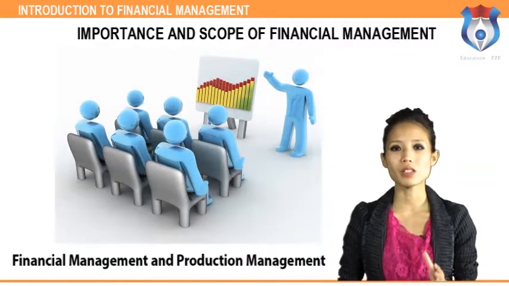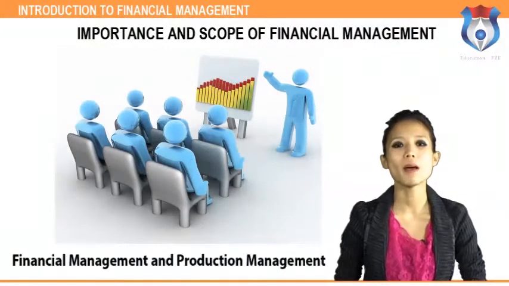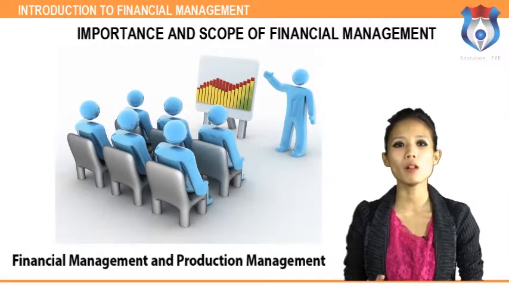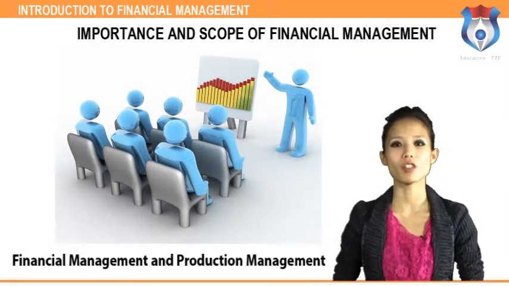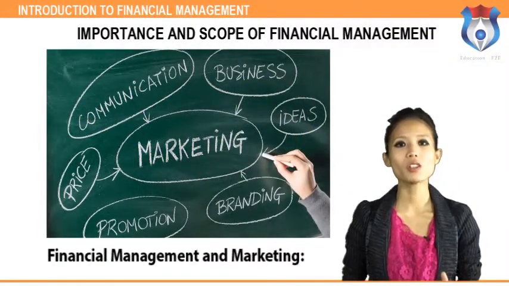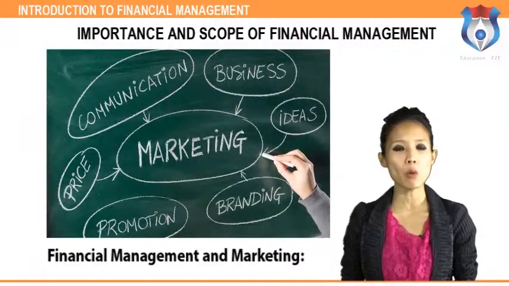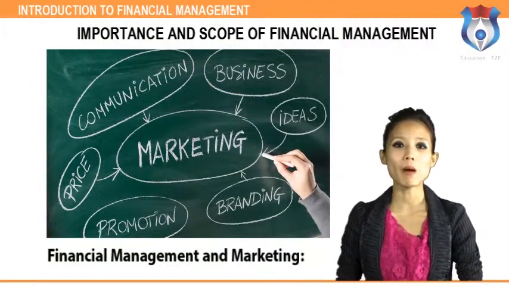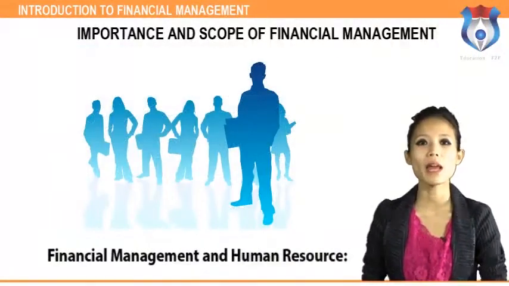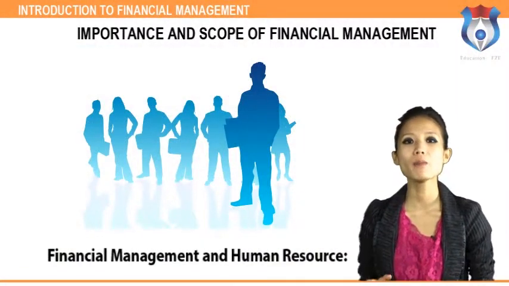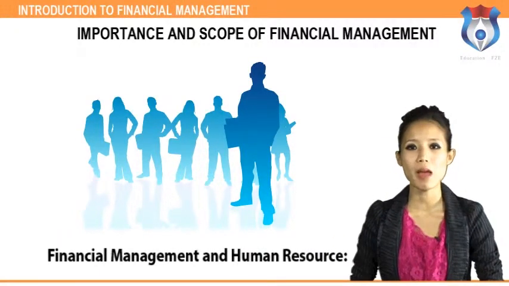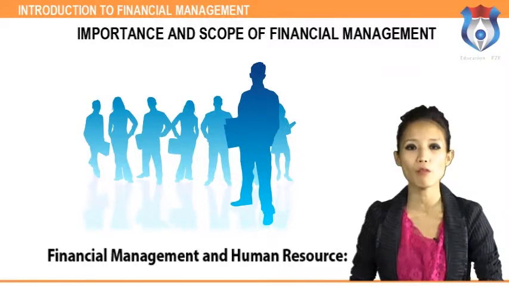Financial management and production management. Production management is the operational part of the business concern which helps to multiply the money into profit. Financial management and marketing. Produced goods are sold in the market with innovative and modern approaches. For this, the marketing department needs finance to meet their requirements. Financial management and human resource. Financial management is also related with the human resource department, which provides manpower to all the functional areas of management.